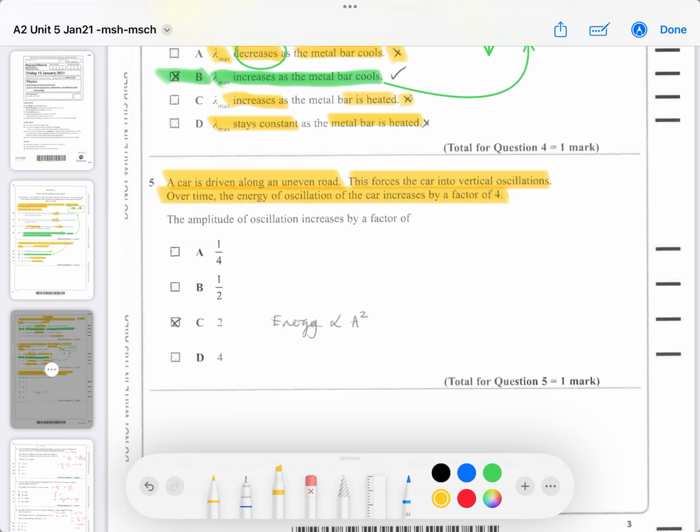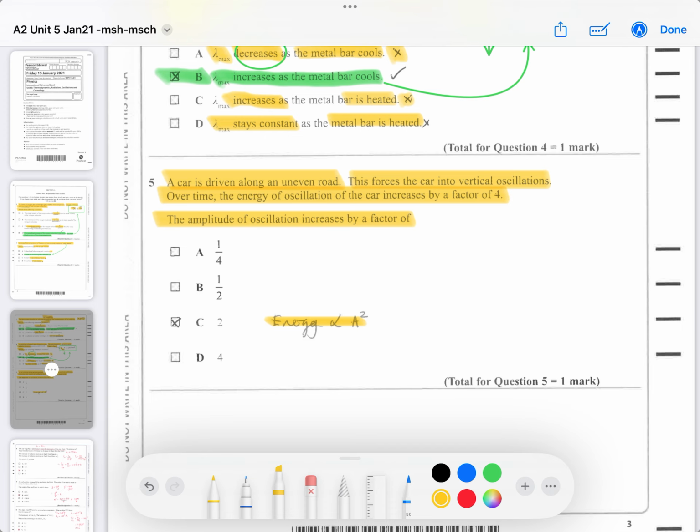Okay, so the increase of oscillation means the amplitude goes up, and energy is proportional to amplitude squared. If you think about it, amplitude is related to velocity, kinetic energy. And obviously if the amplitude is increased, the energy of the vibrations increased, that means you must have hit some kind of key frequency. So the amplitude of the oscillation increases by a factor of what? If the energy has gone up by a factor of 4, and the amplitude squared is proportional to energy, just like kinetic energy is squared.